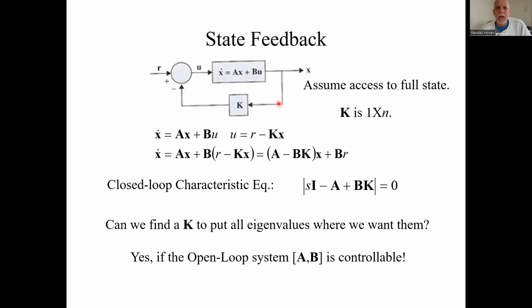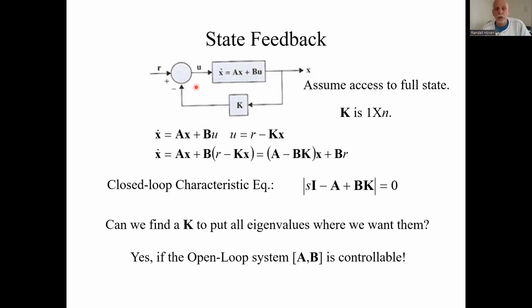And we're going to feed back that state vector, multiply it by a gain vector, where this gain vector k is 1 by n. If we do that, can we put the poles of this closed loop system where we want them? We have to assume we have access to the full state vector x. If there's a C to it, converting it to a scalar output, that would be downstream here.